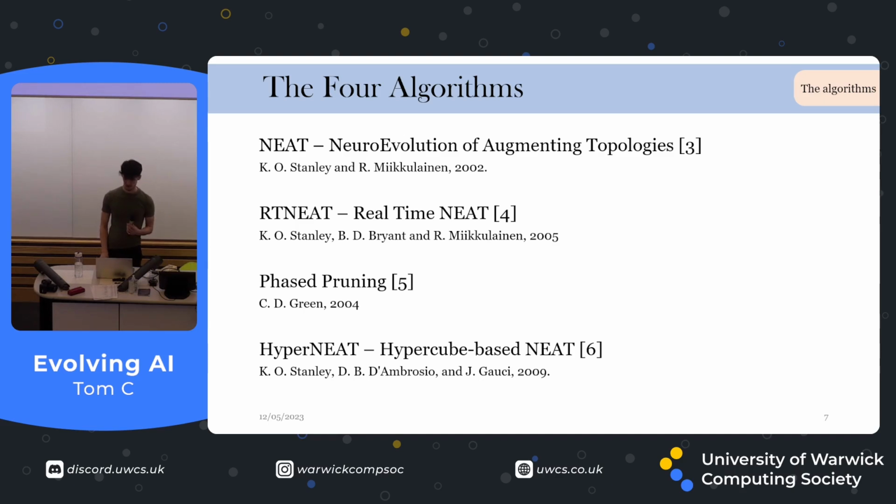The 4 algorithms that I'll be looking at and have implemented are neuroevolution of augmenting topologies, real-time neuroevolution of augmenting topologies, phased pruning, and HyperNEAT, which is a hypercube-based version of the first algorithm. They're all quite similar, so I'll cover the first one in a bit more detail, and then I'll discuss the differences of the following 3.